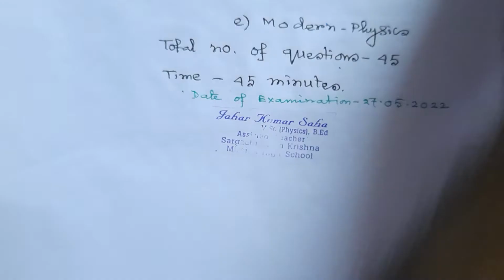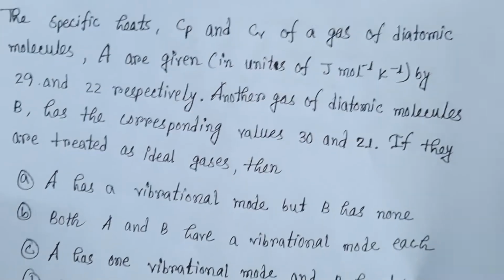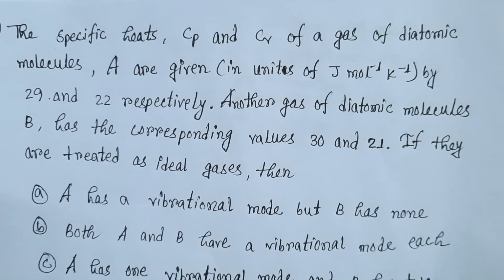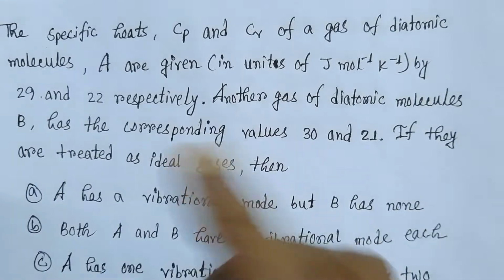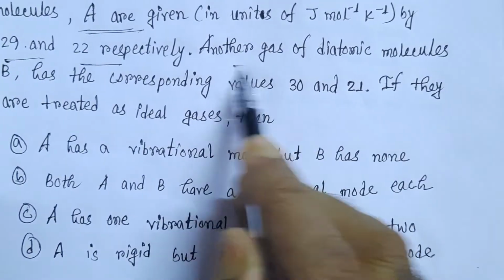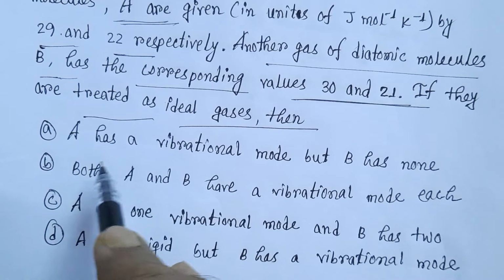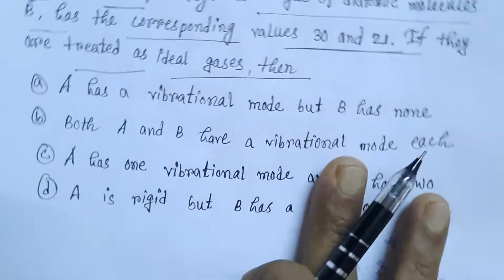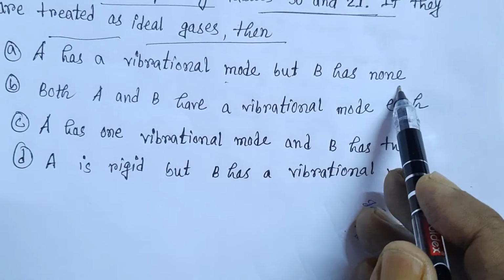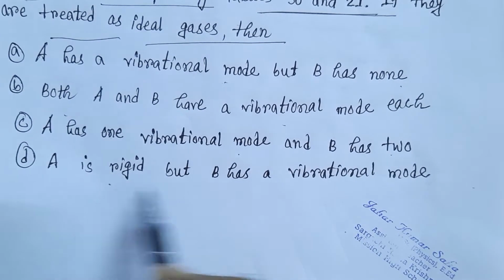Now let us see the question number 17. In question number 17, the specific heats Cp and Cv of a gas of diatomic molecules A are given in units joule per mole per Kelvin as 29 and 22 respectively. Cp and Cv for A is 29 and 22, and another gas of diatomic molecules B has corresponding values 30 and 21. If they are treated as ideal gas, then what is correct? Now see, is there any vibrational mode or not? The options say: A has vibrational mode, B has none. A and B have vibrational mode. A has one vibrational mode and B has two. A is rigid, B has a vibrational mode.